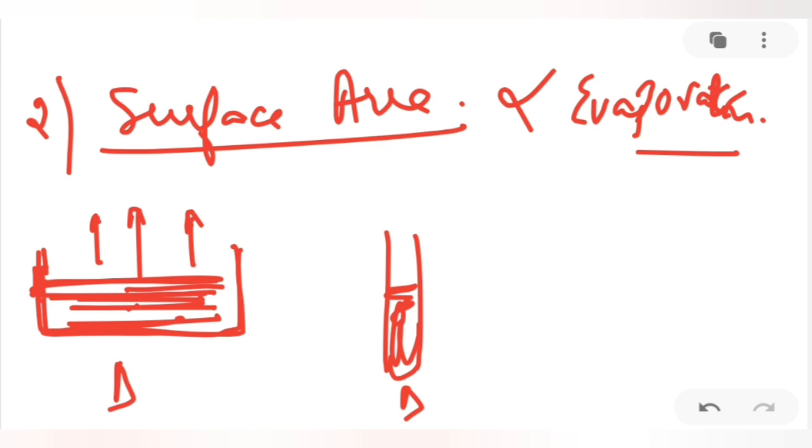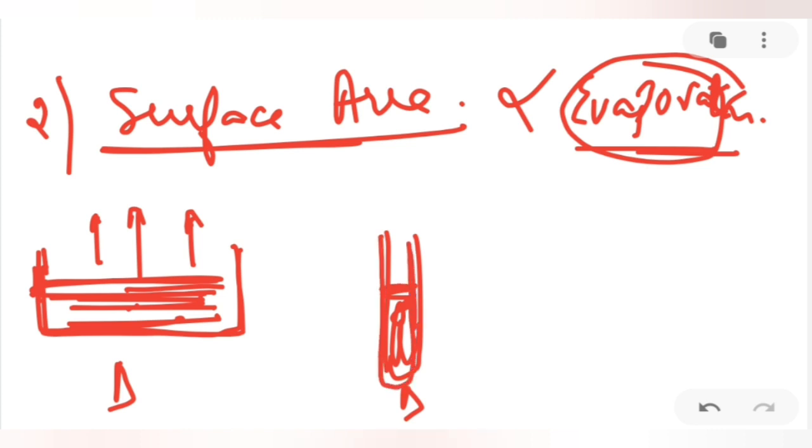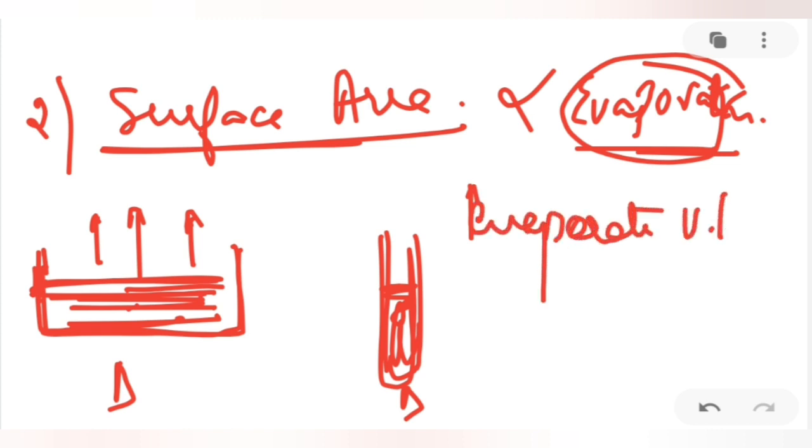Hence we can conclude that surface area is directly proportional to evaporation. From the test tube, the surface area exposed to the atmosphere is very small, so the number of particles that evaporate from here will also be very small as compared to this one. So we can conclude that the rate of evaporation of a liquid can be increased by increasing the surface area of the liquid, as in this case, and it can be decreased by decreasing the surface area of the liquid, as in this case.